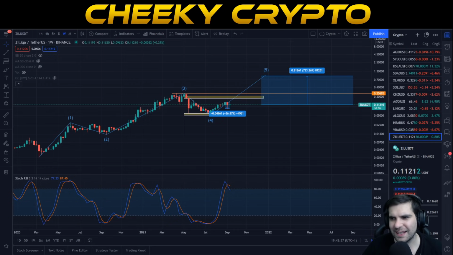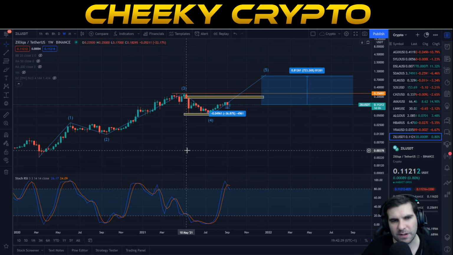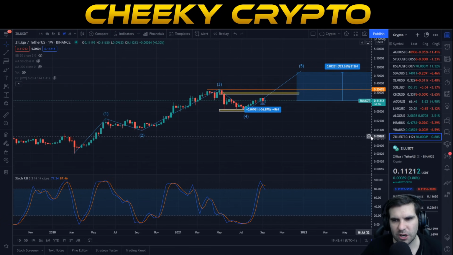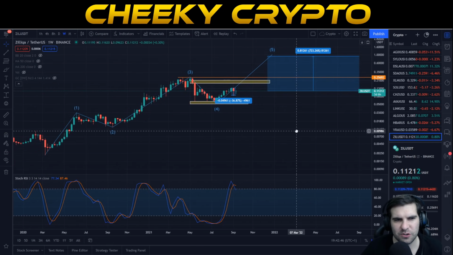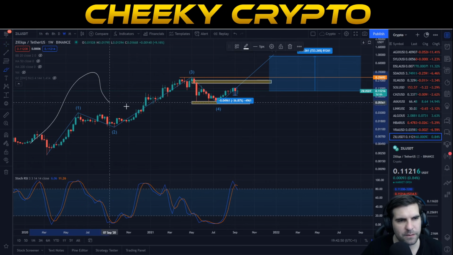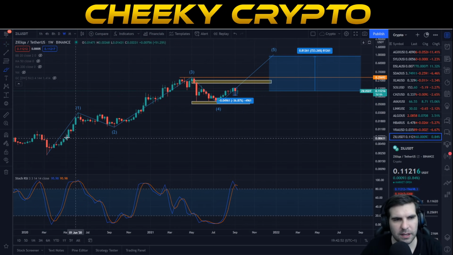Right, with all that out of the way, let's dive into this technical analysis for Zilliqa. So we're going to start with the weekly chart, guys, like we usually do, and we will highlight what's going on here with our impulse waves and make sure that we're fully aware of the structure and everything that's going on. Ultimately, there are 5 impulse waves to the upside that we're following here.